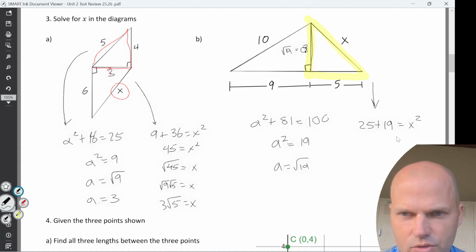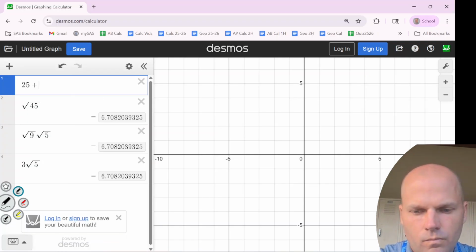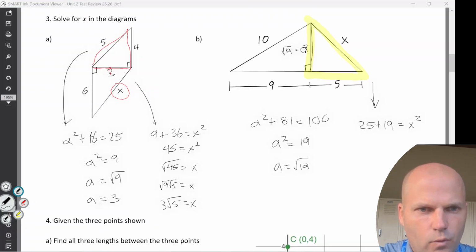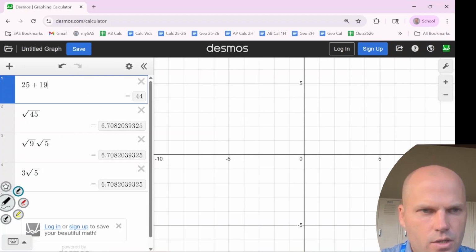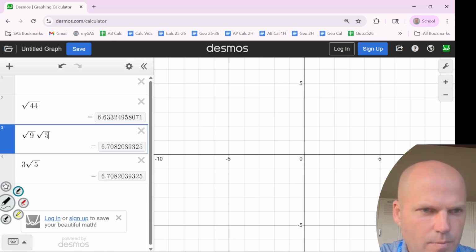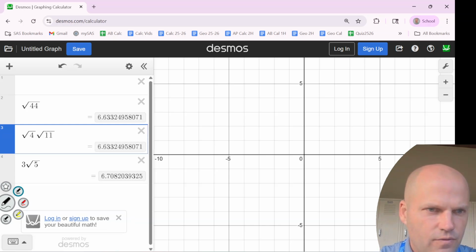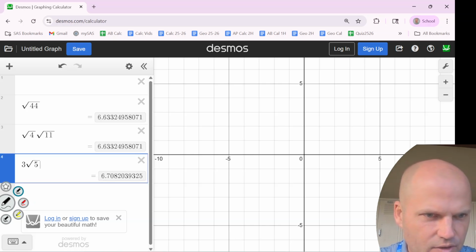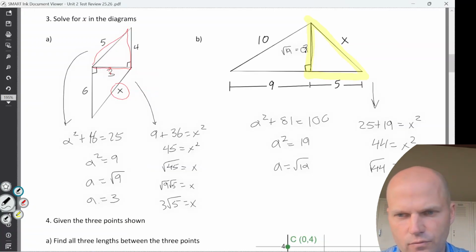And we want to find the hypotenuse x squared. So 25 plus 19 is 44. 44 is x squared, which means x is the square root of 44. The square root of 44 is the 6.633 number, but we want to simplify that. Shout out old school mathematicians. Divide 44 by 4, and we get 4 times 11. So I get 2 times the square root of 11 is the simplified root 44.